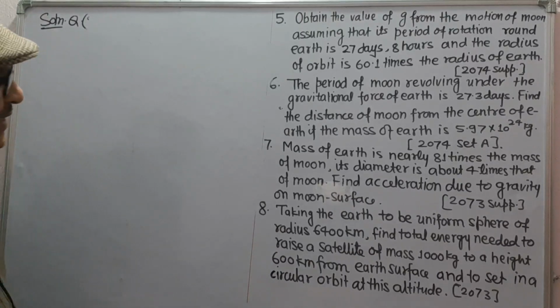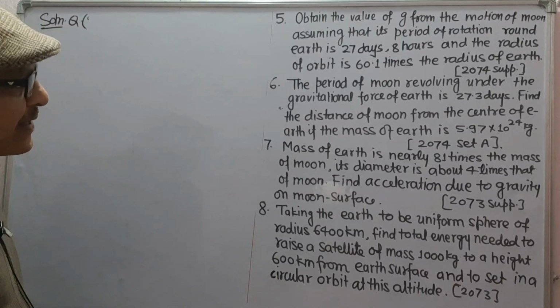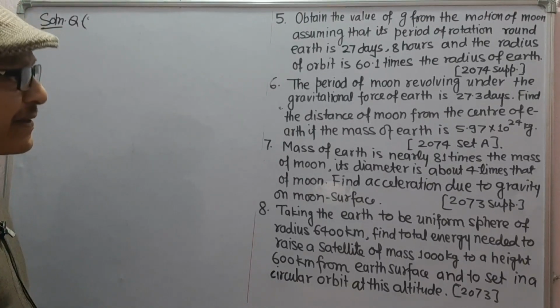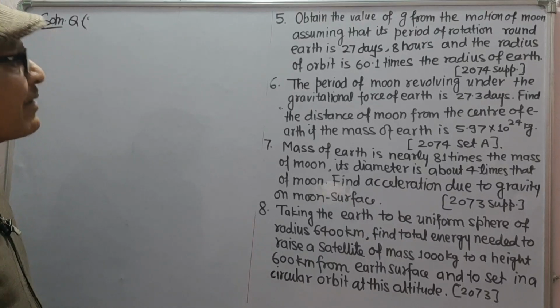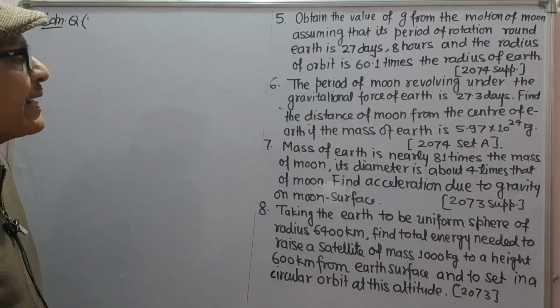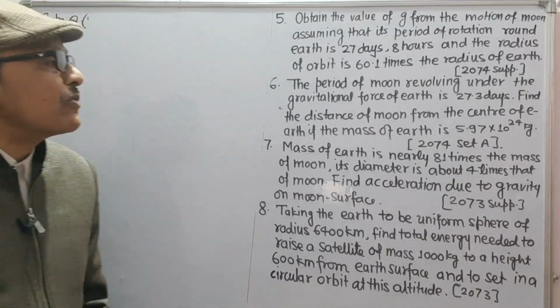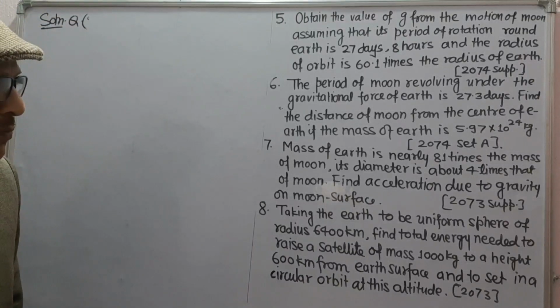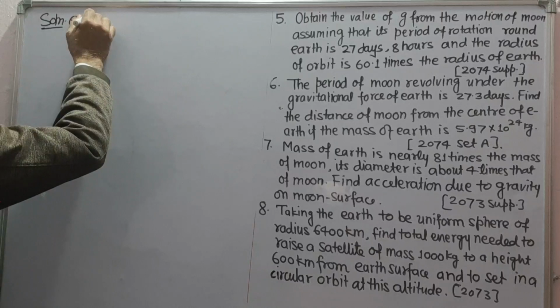Next, question number 6. The question is, the period of moon revolving under the gravitational force of earth is 27.3 days. Find the distance of moon from center of earth if the mass of earth is 5.97 into 10 to power 24 kg.